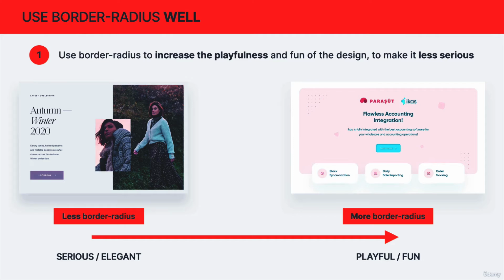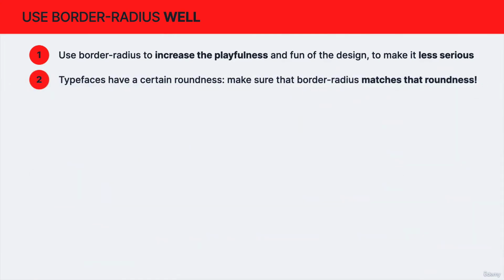Now, of course, there are also other factors that play into that perception, like the typography and the colors that are used on the left side. But nonetheless, border radius is still a very important ingredient that we can use to make any design look less serious, or on the other hand, if we simply don't use it, we can make a design look more serious or more elegant.